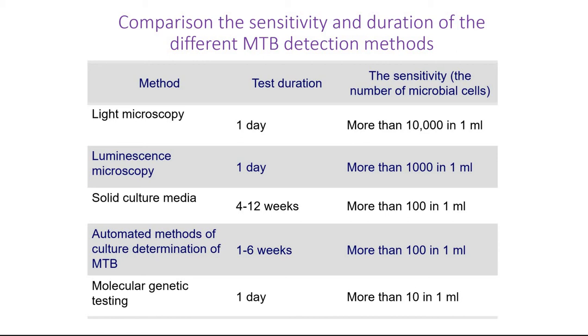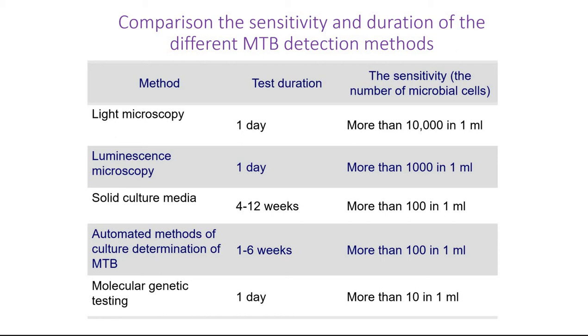The most sensitive, because the sensitivity of this test is more than 10 in 1 milliliter. It's enough to have only, for example, 10 microbial cells in 1 milliliter to detect this Mycobacteria tuberculosis. And it is the most sensitive test and a very fast test, because it took only 1 day.